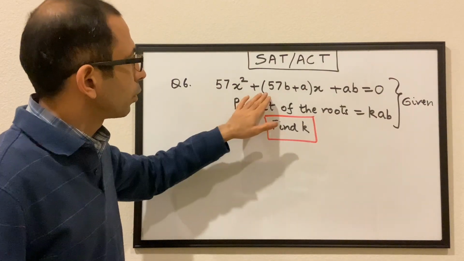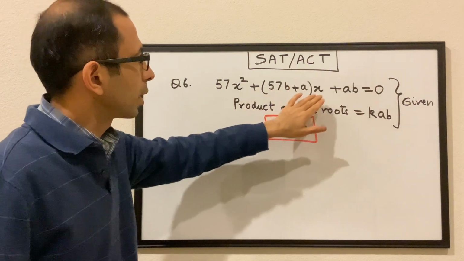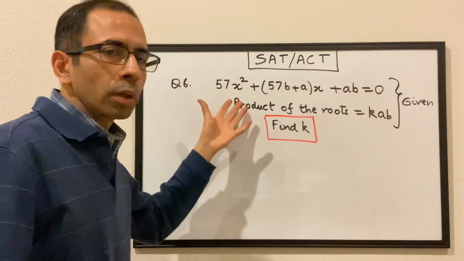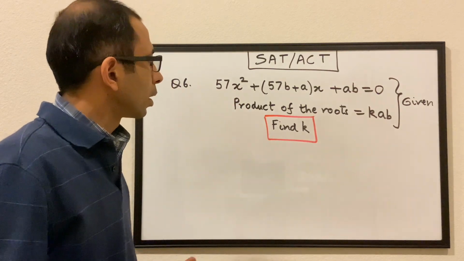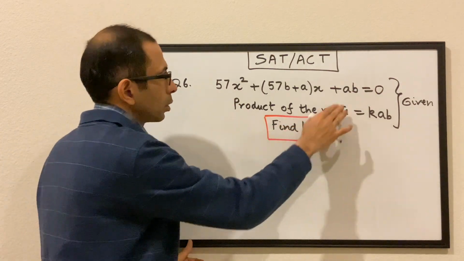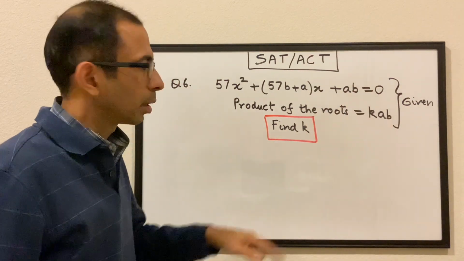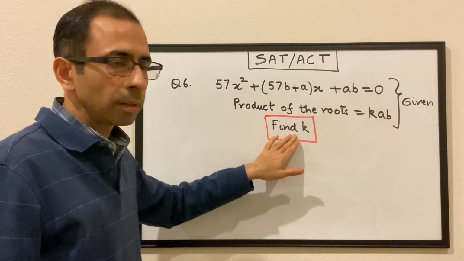57x square plus (57b plus a) times x plus ab is equal to 0. Okay, so that's a quadratic equation they've given to us. And they're also telling us that the product of the roots of this quadratic equation is kab, and in such a situation they want us to find the value of k.